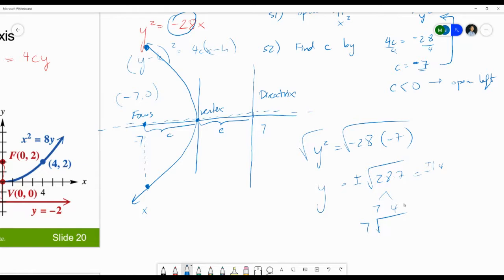So this point right down here is (-7, -14). This one point up here is (7, 14). And this is (-7, 14). We have 5 points there.